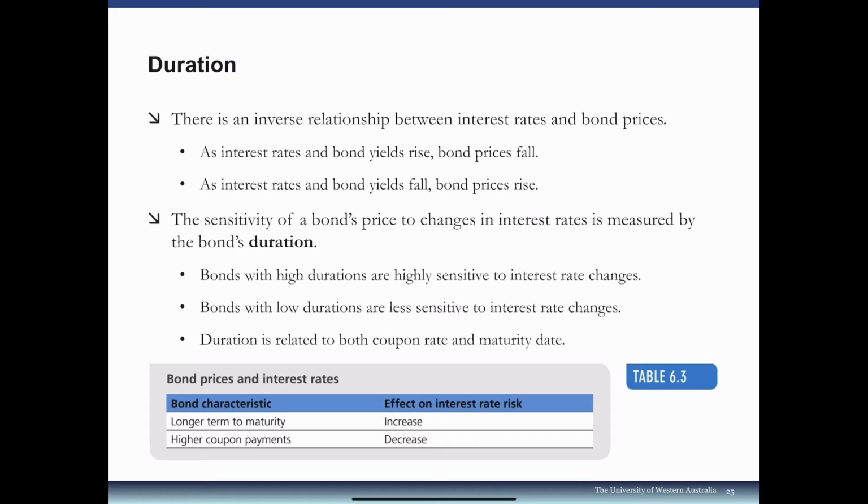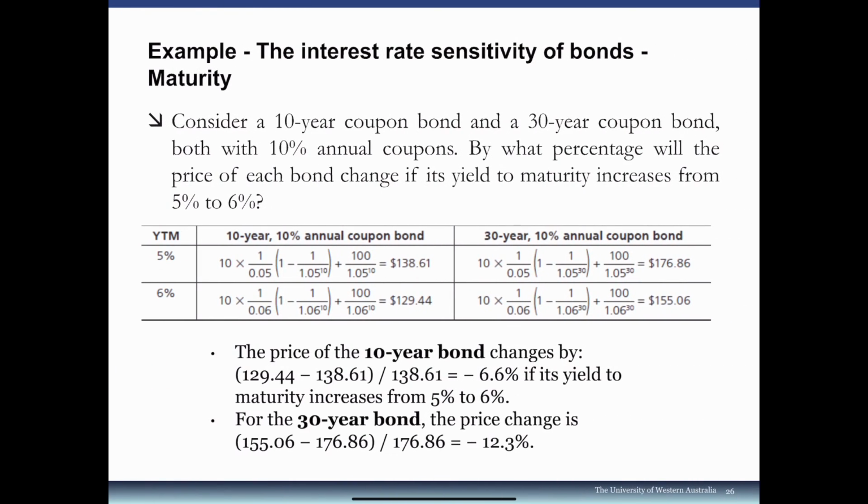On the other hand, if you have a higher coupon payment, the interest rate risk will be smaller. All right, let's have a look at a few numerical examples. So here, let's first of all look at the maturity. Consider a 10-year coupon bond and a 30-year coupon bond. Everything else is the same: the same coupon rate, and of course here risk-free.